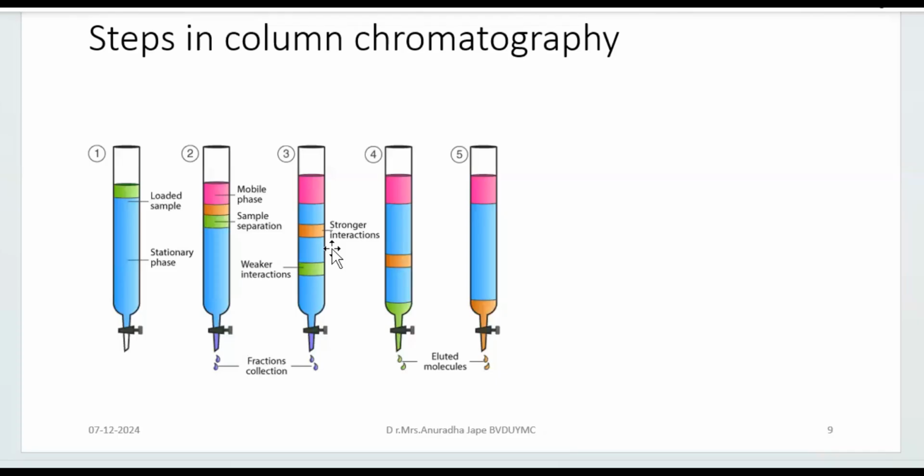In short, it will get separated from the other analyte as interactions happen. If the interaction of the analyte with the column matrix is strong, it will remain on the column for a long time. It will not move fast. But if the interactions are weaker with the column matrix, then along with the mobile phase, it will run fast and elute first. So this was just an introductory talk about column chromatography.